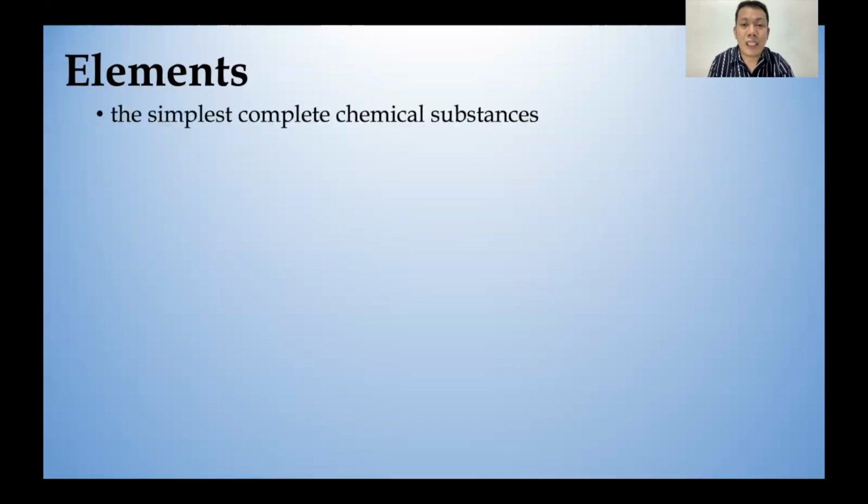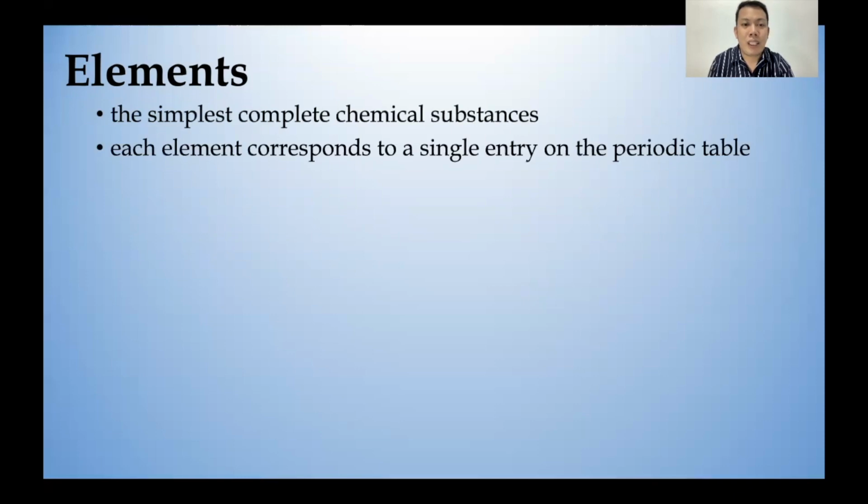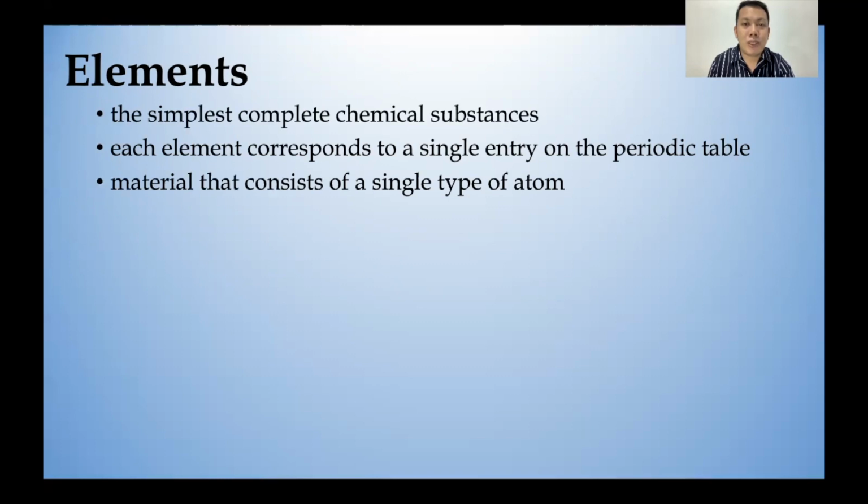They are the simplest complete chemical substances. Simplest because you can no longer break them down, unless you would like to go to the atomic level, but when it comes to pure substances, that's the simplest chemical substance. Each element corresponds to a single entry on the periodic table. So one element is one entry in the periodic table, let's say silicon or lithium or hydrogen. They are also considered as material that consists of a single type of atom.